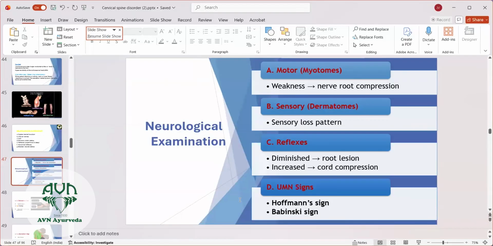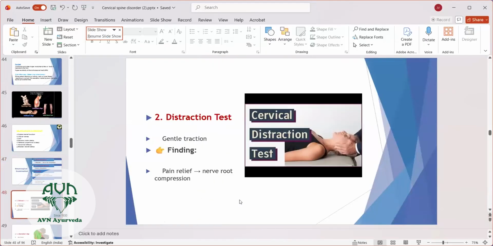Also, if there is an upper motor neuron lesion, then the Hoffman sign, which we studied just before, will be present in myelopathy. We can see upper motor neuron lesion-like symptoms in the patient. The Babinski sign is also observed in upper motor neuron lesion. That is the neurological examination, along with the cranial nerve examination, which we also have to look for.